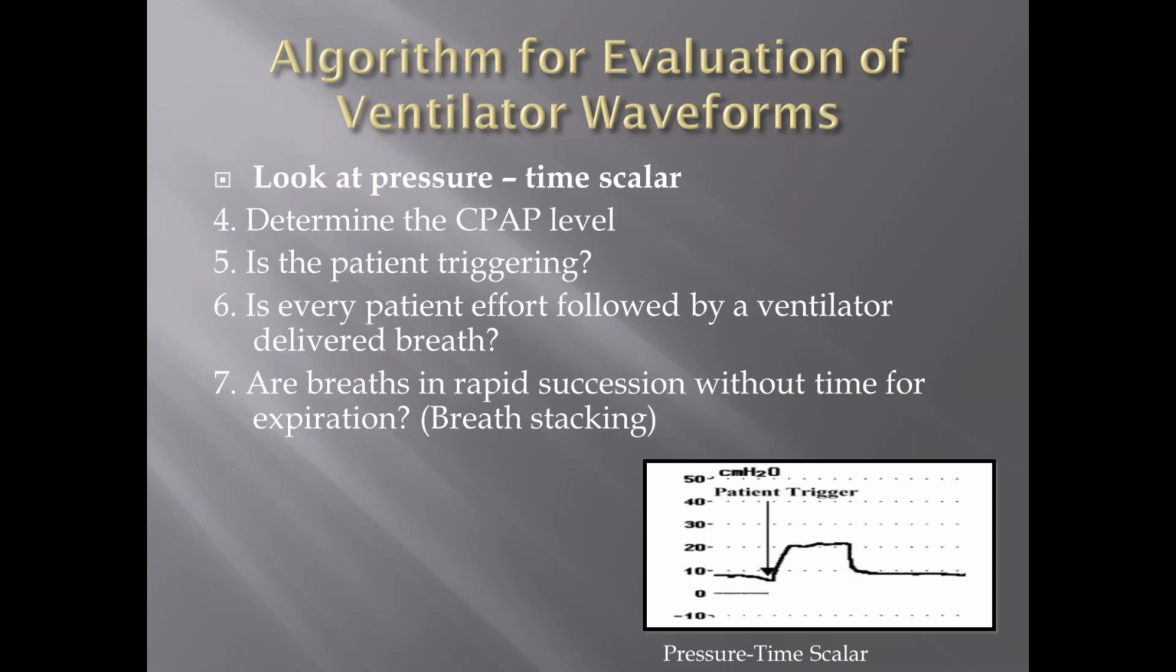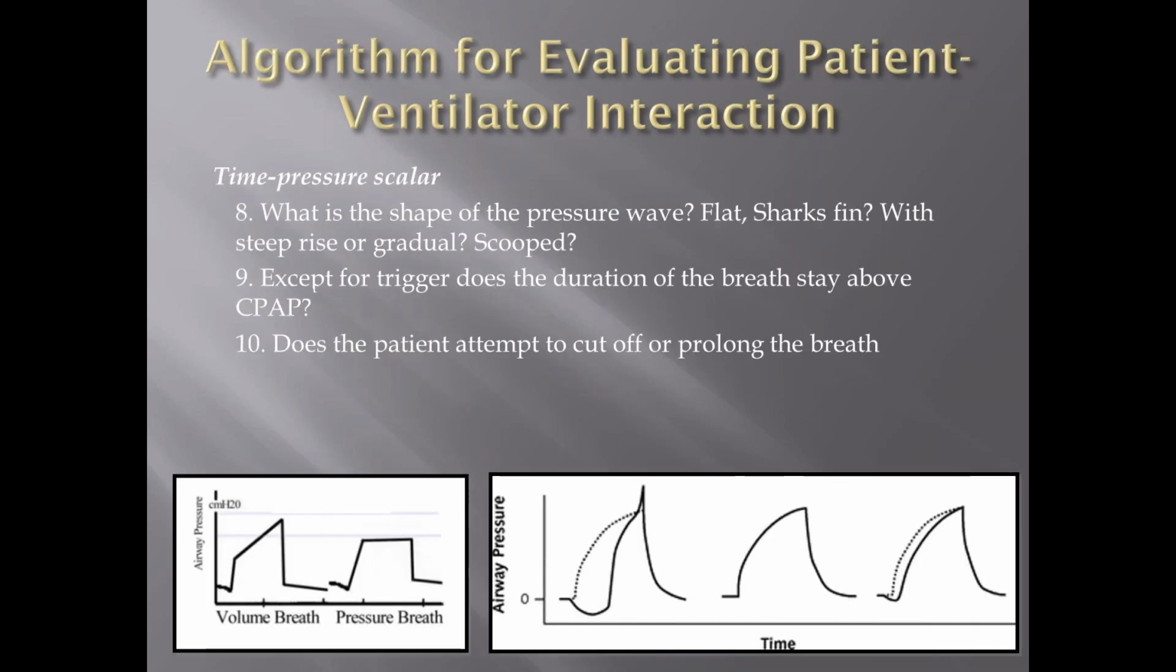Okay, and then other things that I do in different combinations depending on the patient is looking at the pressure time scalar. As we said, this is usually the most useful and important. Determine the CPAP level, determine if the patient's triggering. This is kind of more analogous to EKG: is every patient effort followed by a ventilator delivered breath? So when you have your hand on the patient, every time their chest is moving to try and breathe, is the ventilator actually doing what the patient wanted it to do? Are there breaths in rapid succession, what we call breath stacking or double triggering?